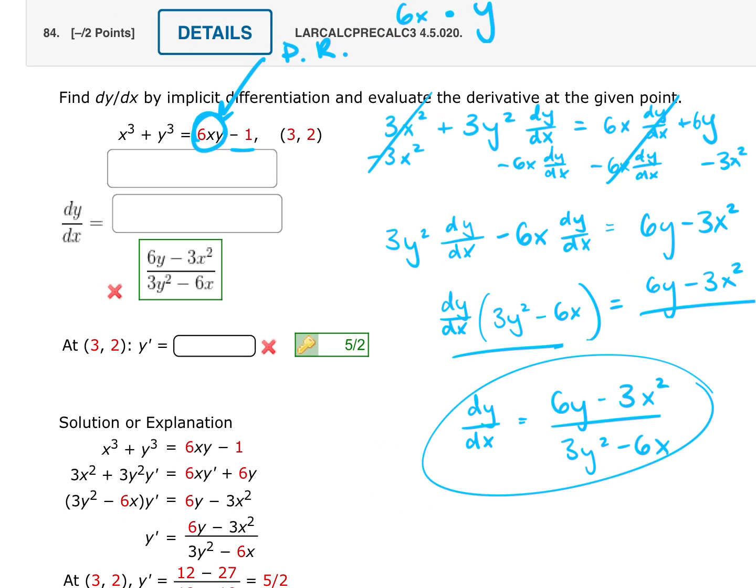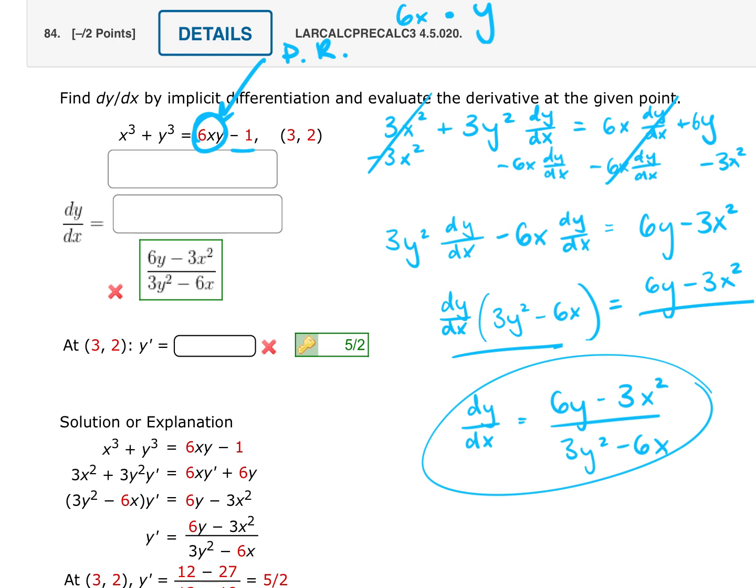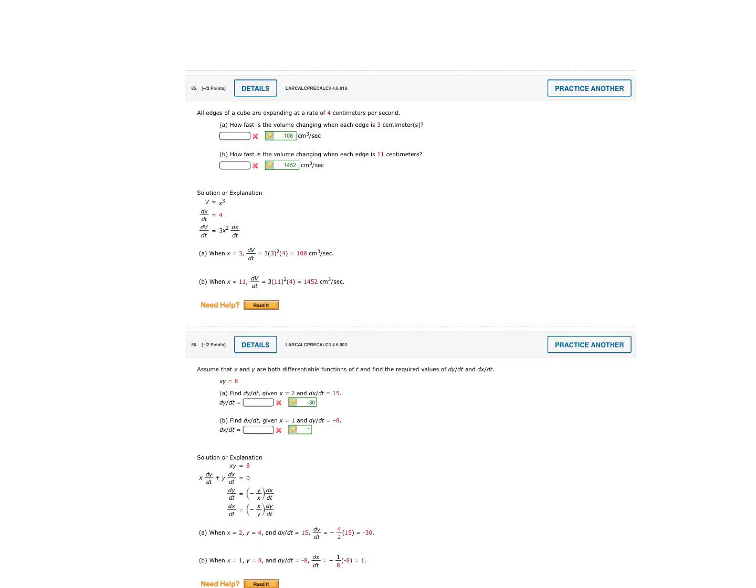The second part of this question says to evaluate the derivative at the given point. We'd plug in 3 into the x and 2 into the y and simplify. For the related rates question, practice the triangle one from the last test. It's going to be a ladder, so just practice the one from the test.